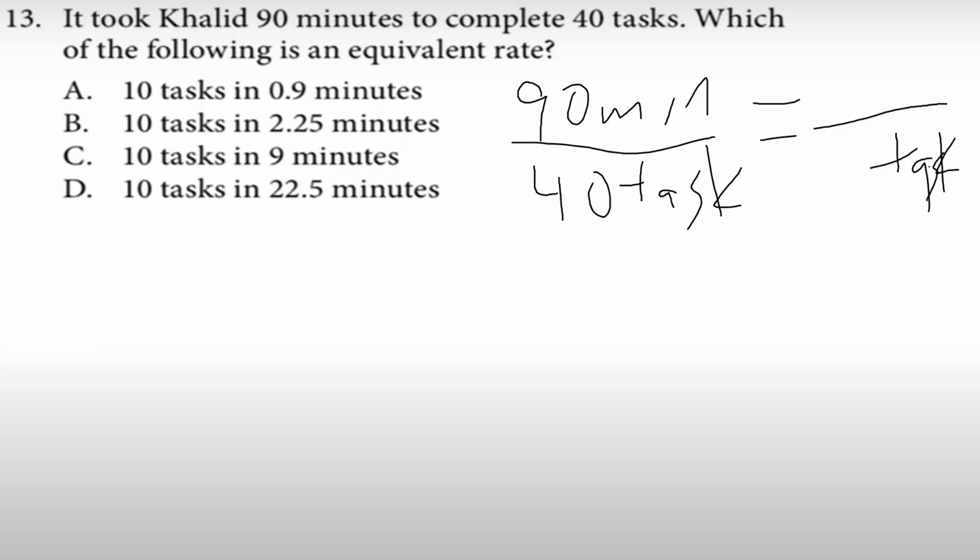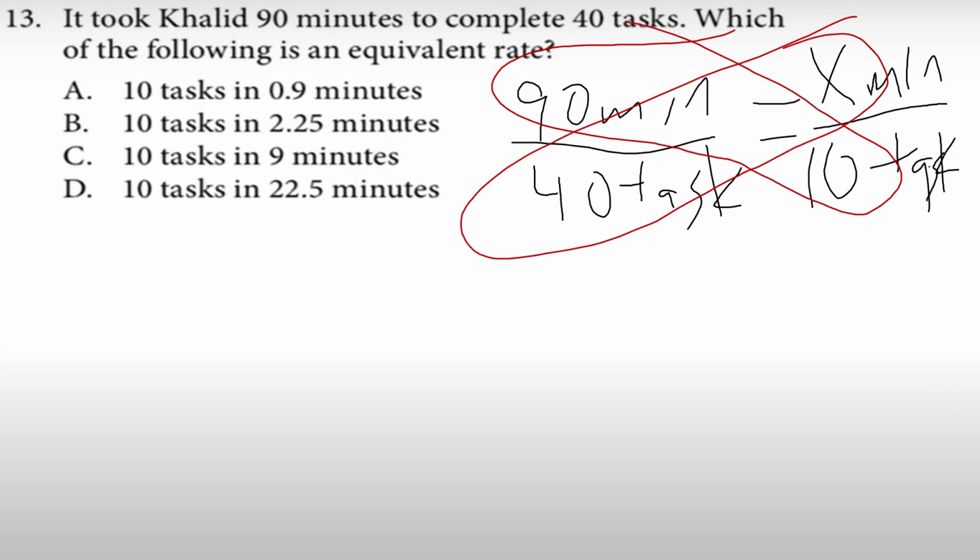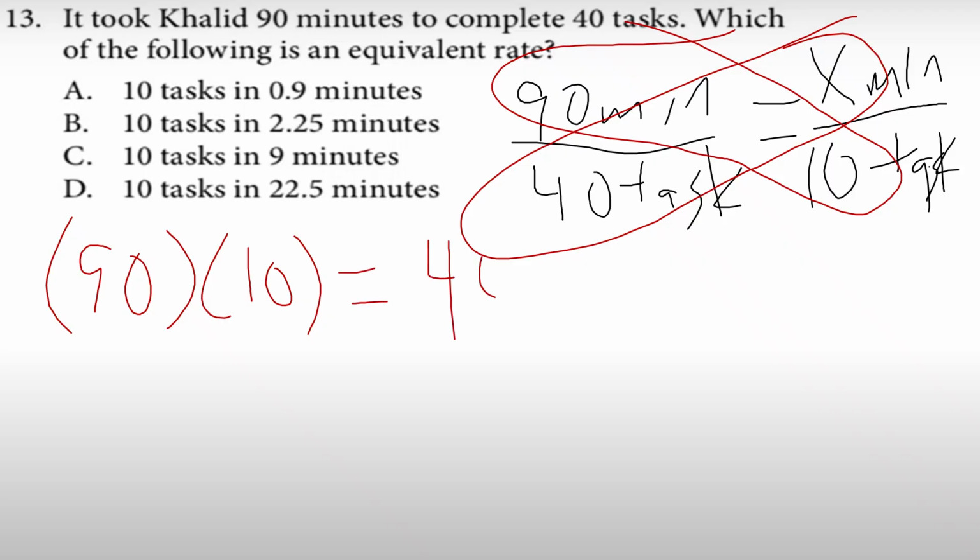And I probably should have written this over there, but just know that this is minutes over tasks. So we know that there's 10 tasks, so we need to put a 10 down here, and we're going to put an x here because we don't know how many minutes it is. So once we do that, all we have to do is solve the proportion, which we just cross multiply. And that gives us 90 times 10 is equal to 40x.